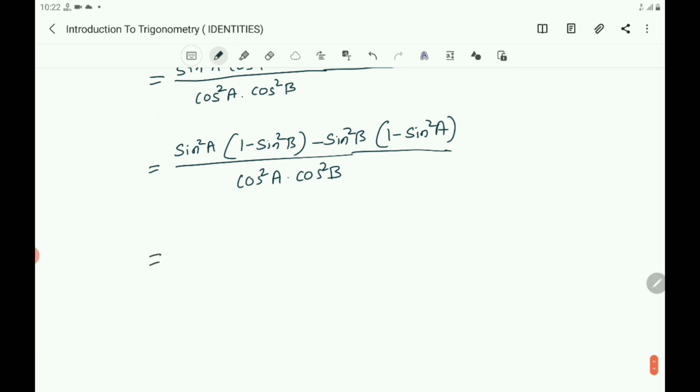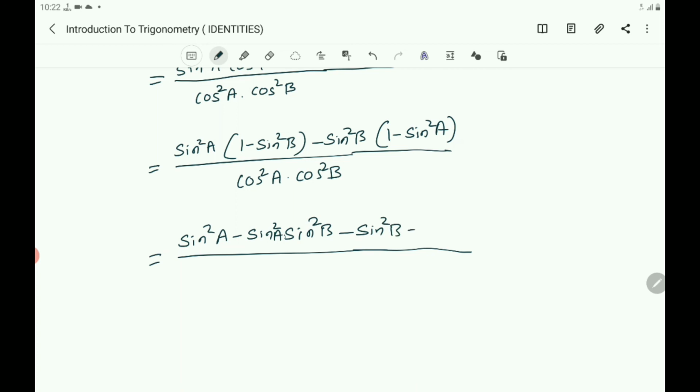Then that equals, here term by term multiplication: sin square A into 1 is sin square A, minus sin square A into sin square B. Then minus sin square B into 1 is minus sin square B, minus sin square B into minus sin square A is plus sin square A into sin square B.